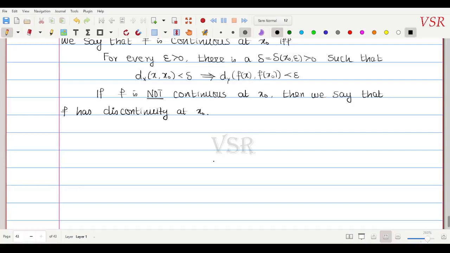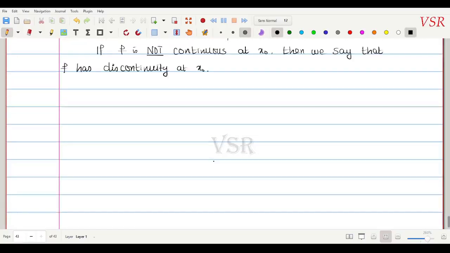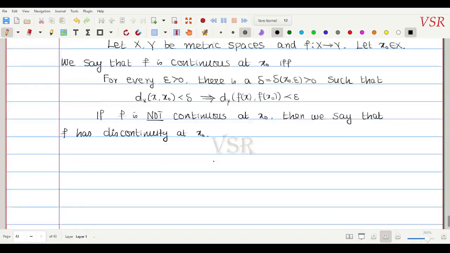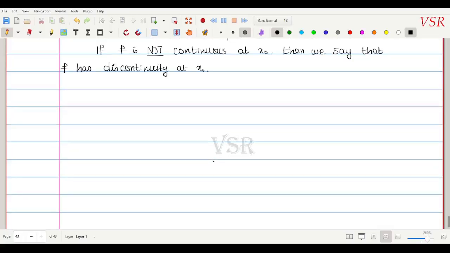Before that, let us define left and right hand limits of a function. Let me recall left and right limits of a function.